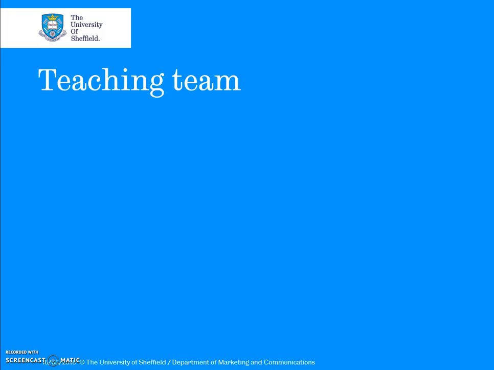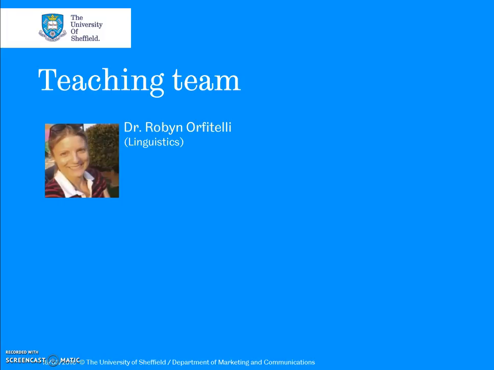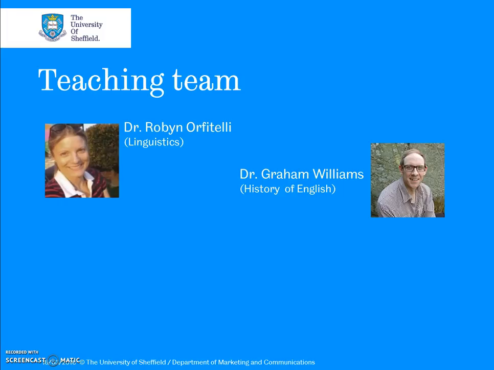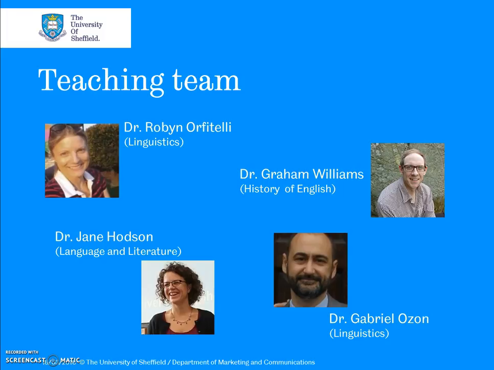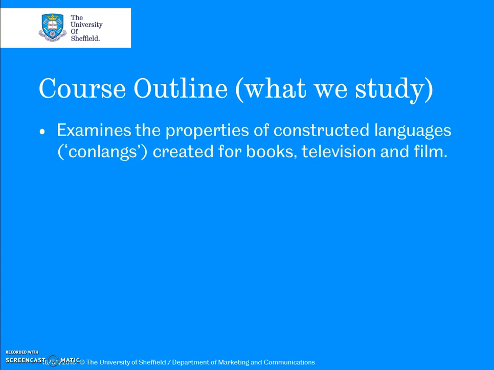This is a team-taught module with lectures from both English Language and Linguistics and English Language and Literature. I'm the convener, Robin Orfatelli. My main areas of research are in language acquisition and syntactic structure. I'm joined by Graham Williams, who studies historical change in language, especially in the area of pragmatics, Gabriel Ozone, who studies language contact and world Englishes, and Jane Hodson, who studies the representation of language in literature, particularly dialect.